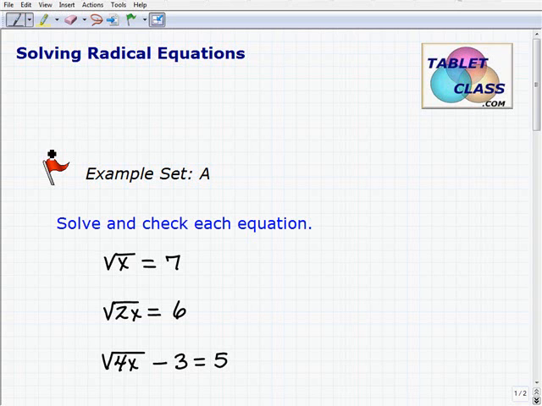This is our first example set A. What we're going to do here is take a look at these three problems and just make sure that you understand the procedure to solve radical equations. Okay, and if you have this mastered in this particular video, then you can move on to more challenging problems.